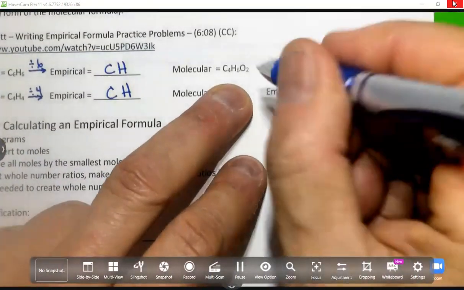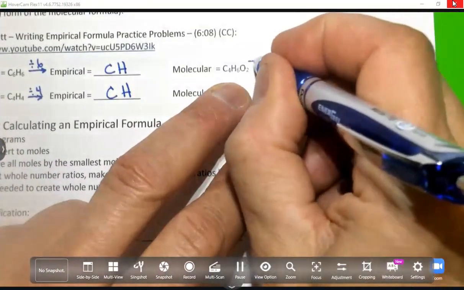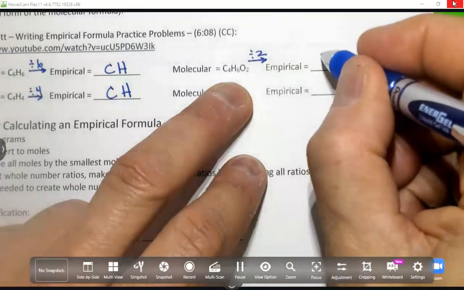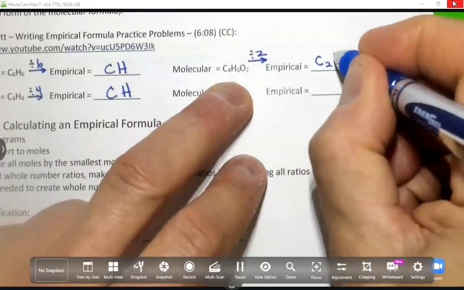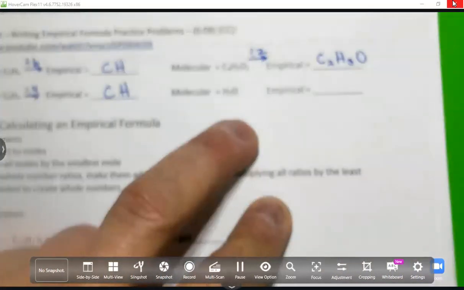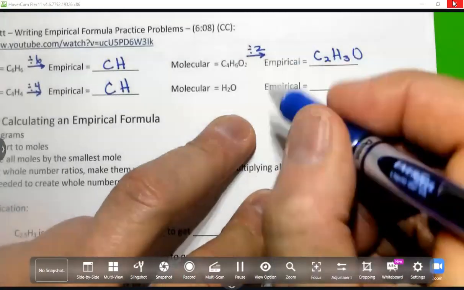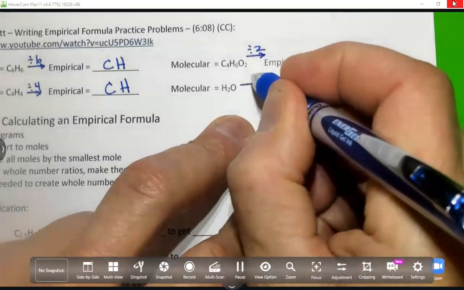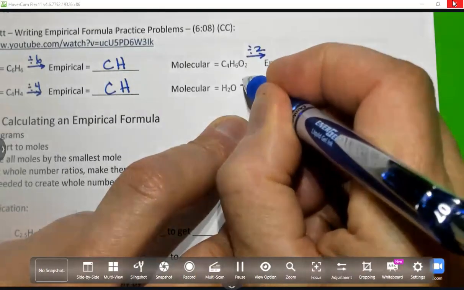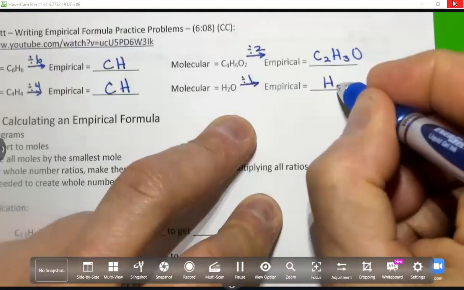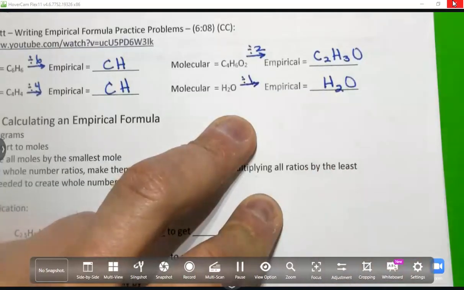C4H6O2. We're going to divide by 2, and we're going to end up with C2H3O. Now, technically, in water, we could divide by 1, but we would do the same thing. We can't reduce this.